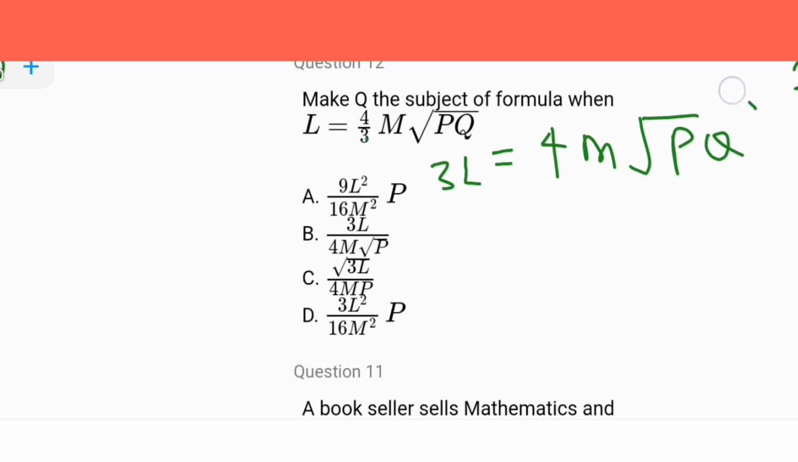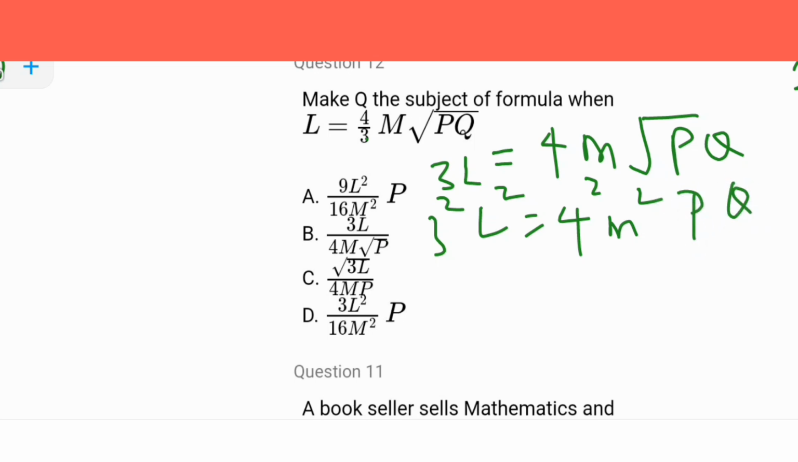So the next step is to square both sides. So you remove this square root sign. If you remove it, everything outside this square root sign we take raised to power 2 will be squared. So you're going to get 3 squared L squared, 4 squared M squared. Then this one will just be PQ. 3 squared is 9 L squared, 4 squared is 16 M squared PQ.